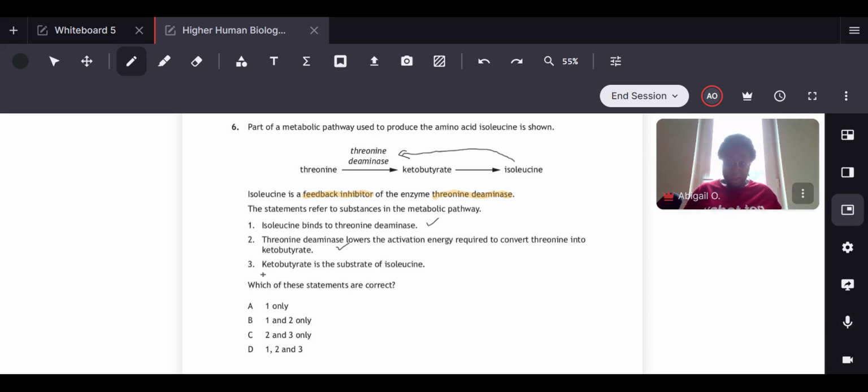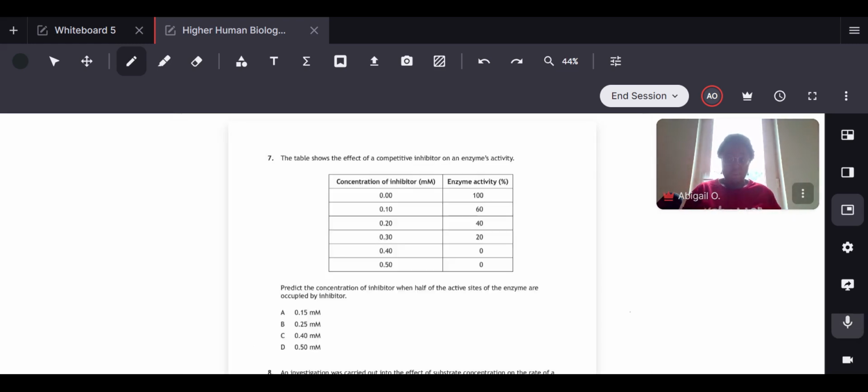Number 3, ketobutyrate is the substrate of isoleucine. Well, actually, ketobutyrate is the product that comes before isoleucine. So there's going to be another enzyme, another process here that's going to convert ketobutyrate into isoleucine, but it's not going to be the substrate of isoleucine. So statement number 3 is incorrect. That means then the answer is 1 and 2 only, which is B.